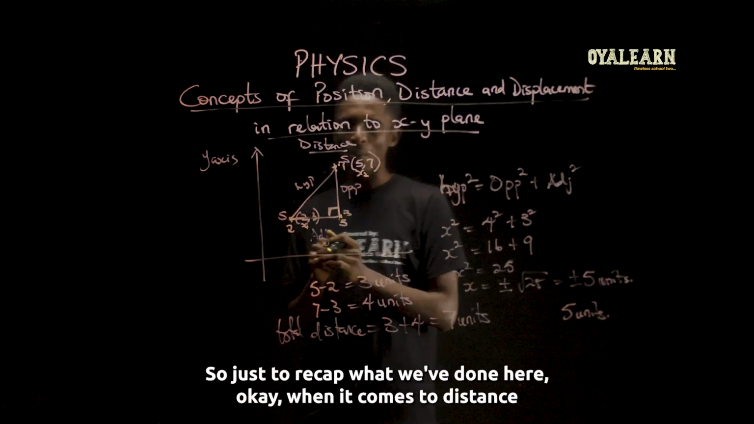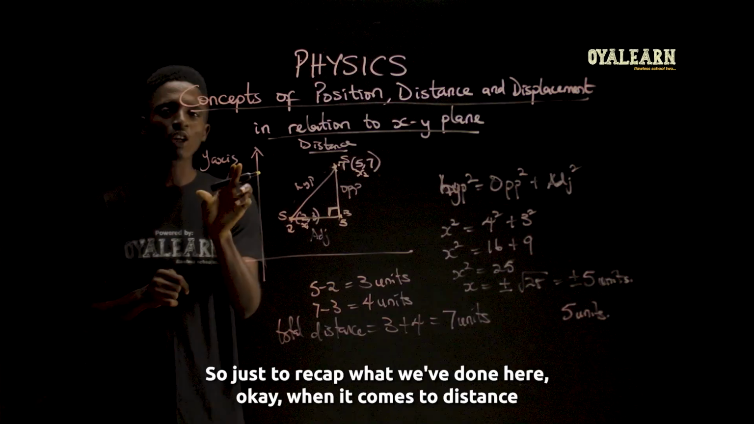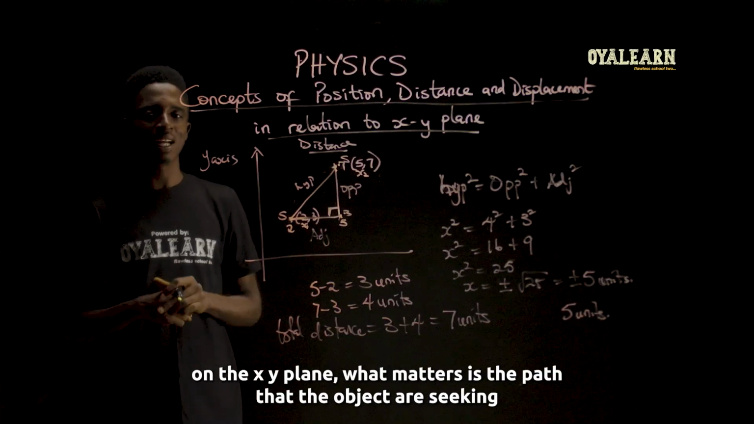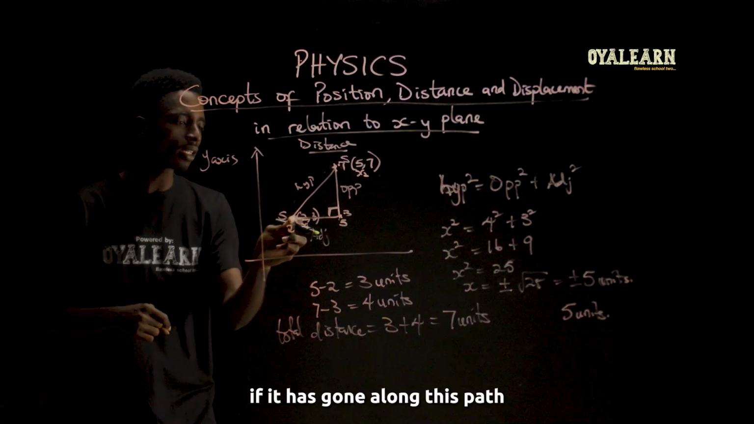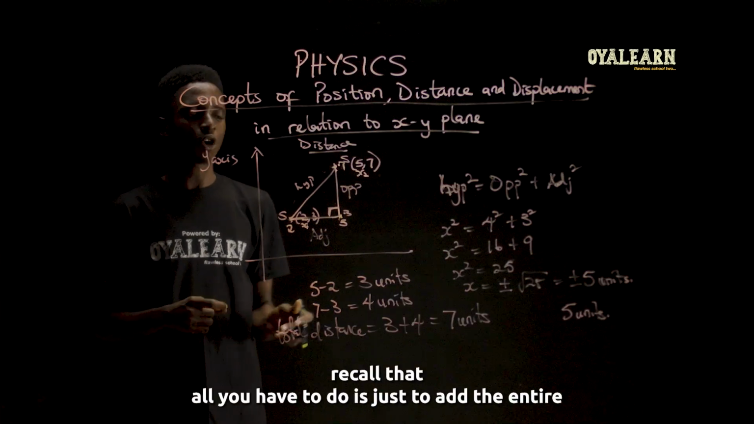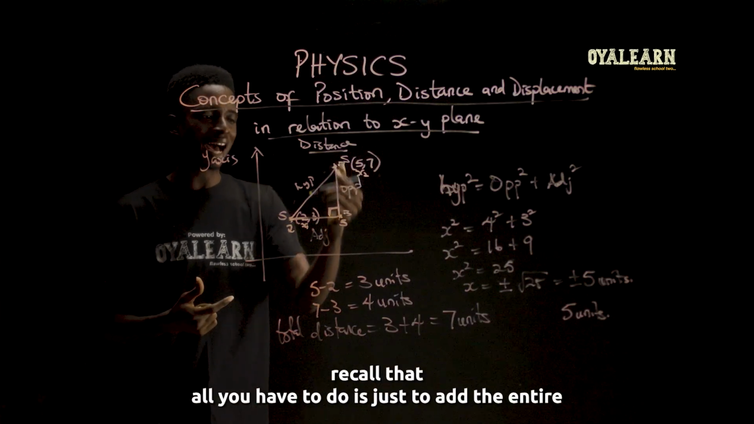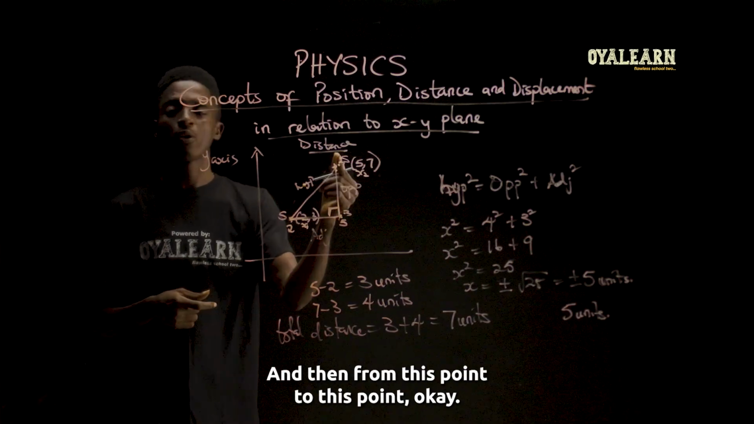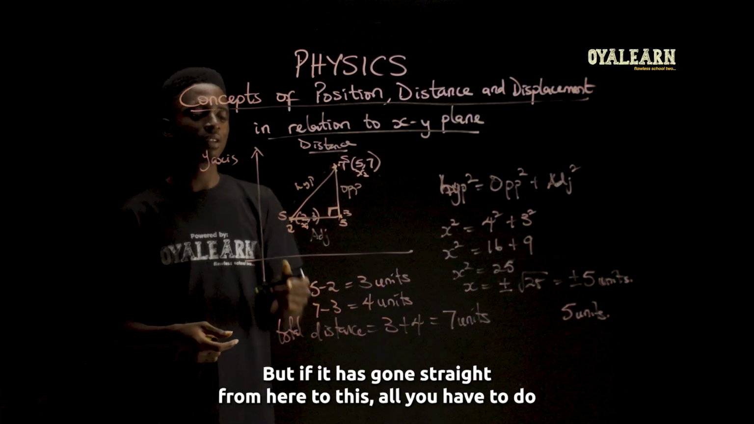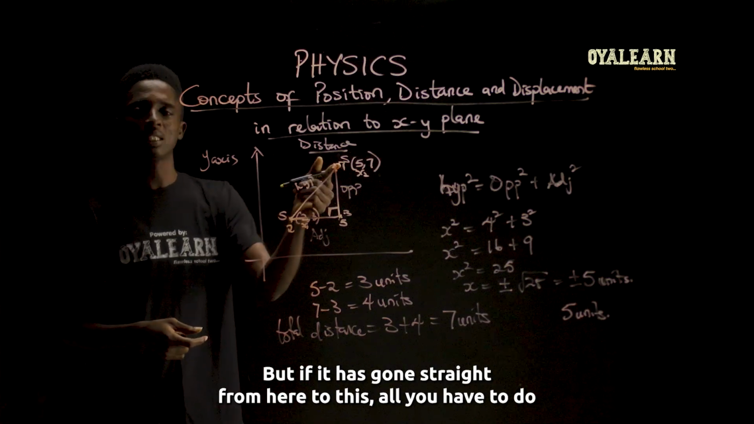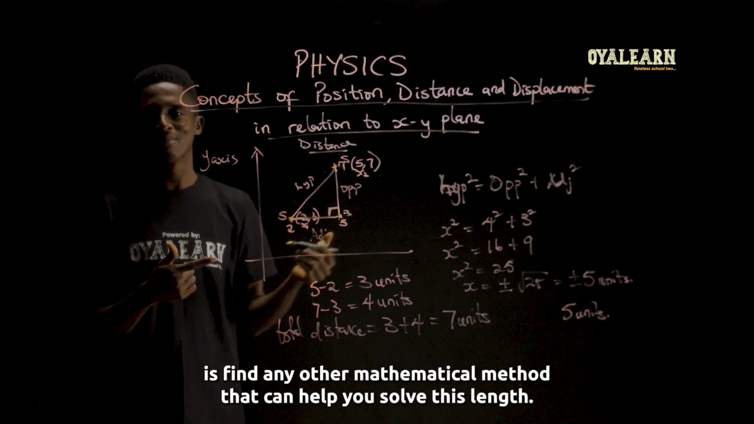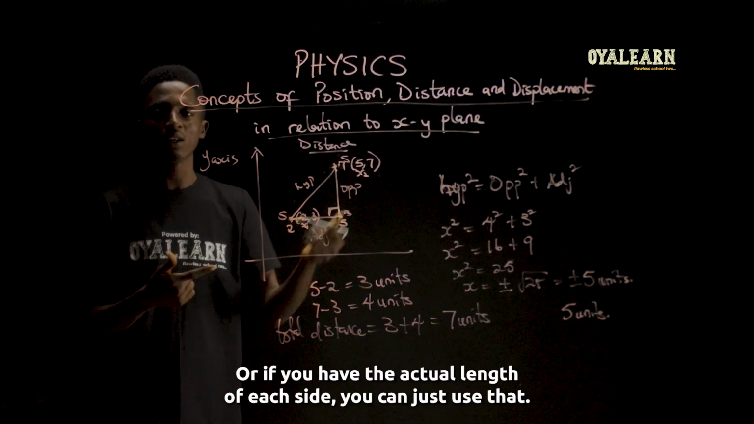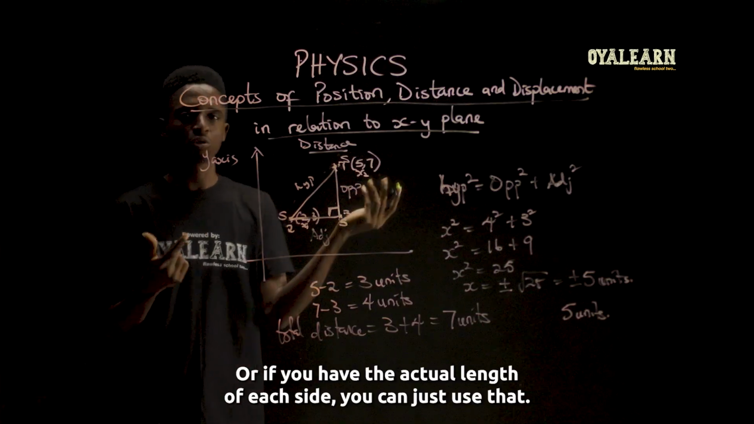So just to recap what we've done here. When it comes to distance on the xy plane, what matters is the path that the object has taken. If it has gone along this path, all you have to do is add the entire length of each of those paths, that is from this point to this point, and then from this point to this point. But if it has gone straight from here to here, all you have to do is find any mathematical method that can help you solve this length. Or if you have the actual length of each side, you can just use that.